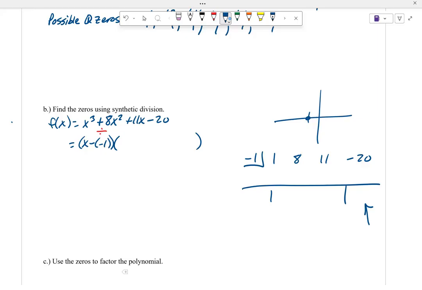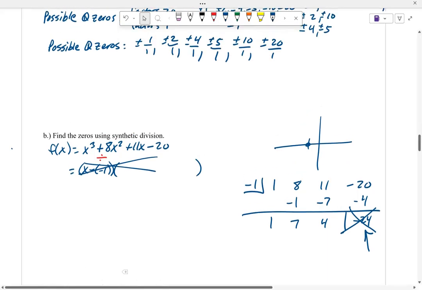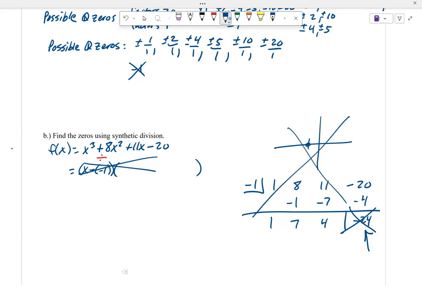1 drops down. 1 times negative 1, 8 minus 1, 7. Negative 7, 11 minus 7, 4. 4 times negative 1, negative 4. Negative 24. Okay. No. I got to have no remainder. So this is not a clean factor. So I'm going to throw out negative 1. I've tried negative 1. It did not work in my list of possible rational zeros. So I'll say, all right, negative 1's no good.